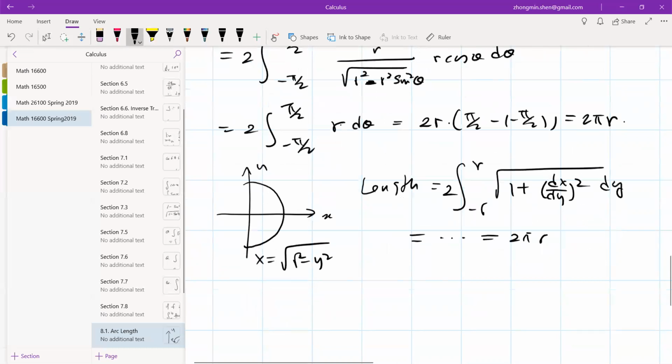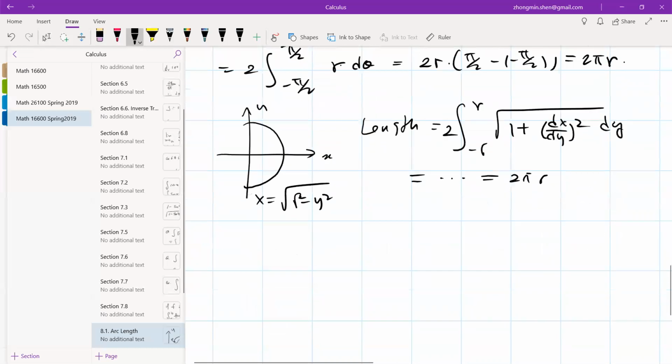You can also parametrize the circle. We are going to study this later, in chapter 3, a little bit later. So it's going to be x equals r cosine t, y equals r sine t, where t is between 0 and 2 pi, right?